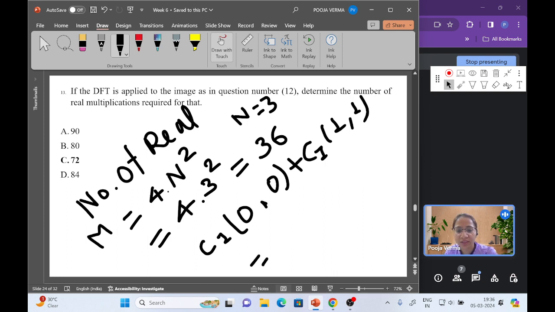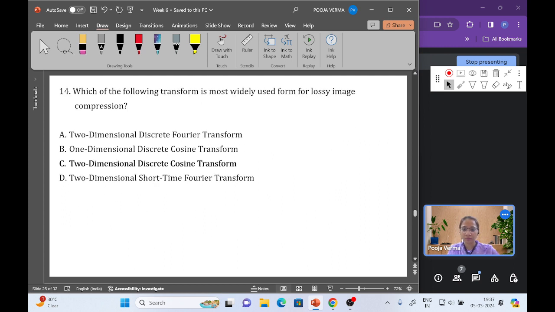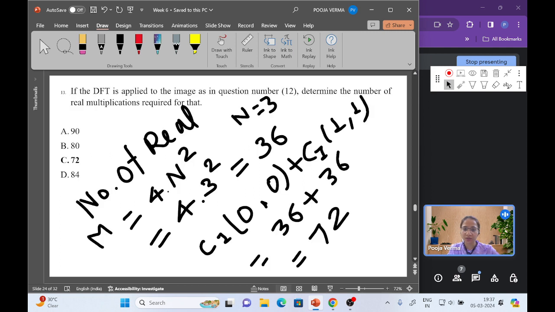So 36 for this, 36 for this, right? So the total number of real multiplications required for the above question is 72, right? Have you got this question, or do you have any confusion? Okay, so we can move to the next question.